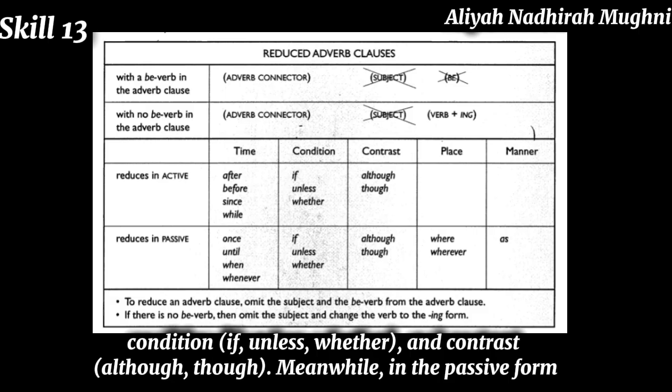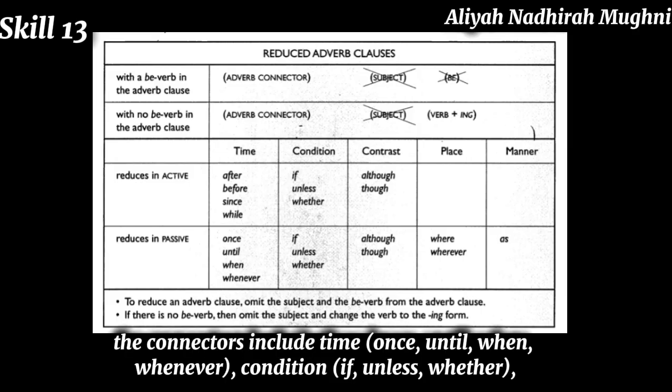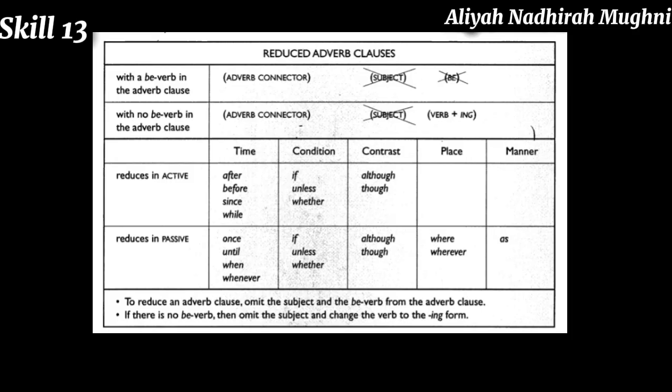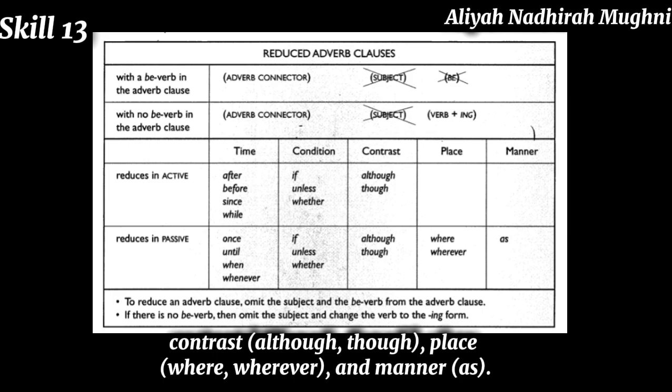Contrast: although, though. Meanwhile, in the passive form, the connectors include time: once, until, when, and whenever. Condition: if, unless, whether. Contrast: although, though. Place: where, wherever. And manner: as.